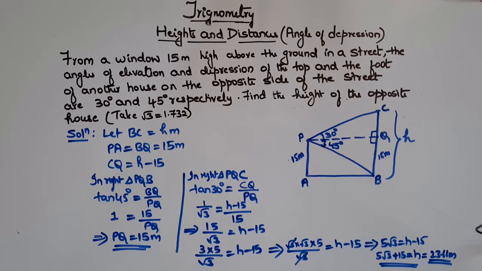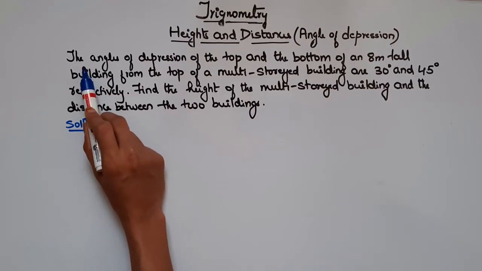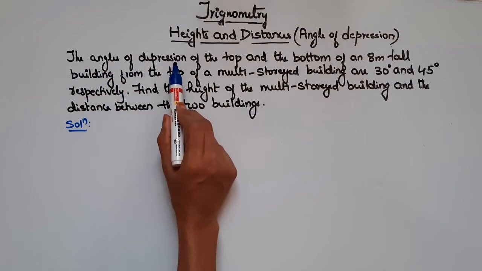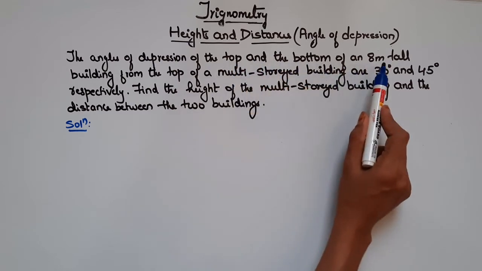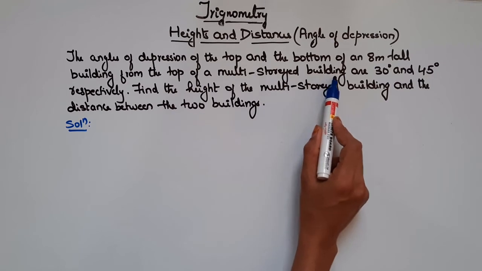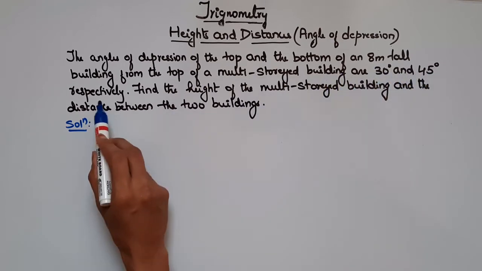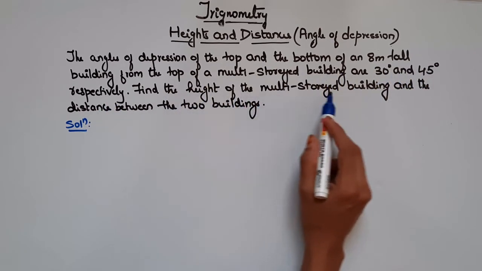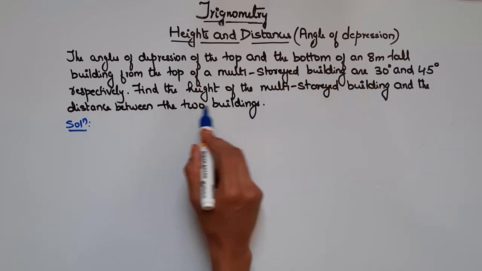Now let's see another problem. Here it says the angles of depression of the top and the bottom of an 8-meter tall building from the top of a multi-storied building are 30 degree and 45 degree respectively. Find the height of the multi-storied building and the distance between the two buildings.